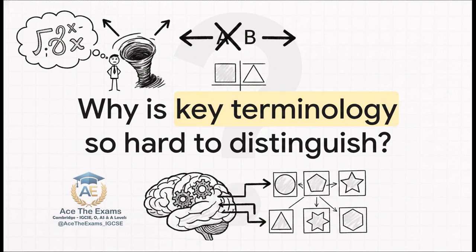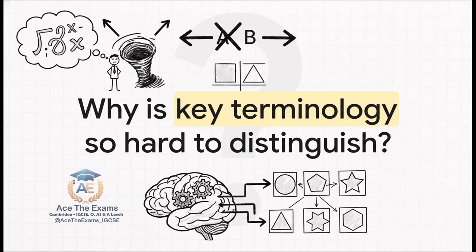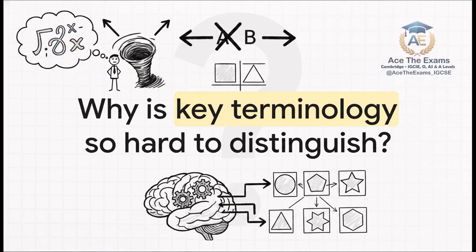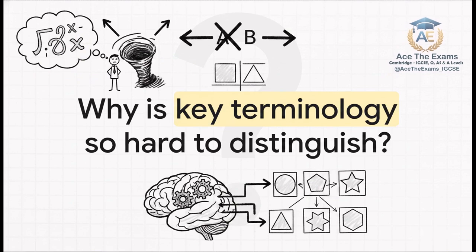Sam sees a mathematical term, assumes it means one generic thing, and goes down a completely incorrect algebraic rabbit hole. The distinction between key terminology is incredibly hard for students because they often try to memorize definitions in total isolation, rather than understanding how they relate to the underlying mathematical operations. It's like trying to act in a scene without reading the rest of the script.